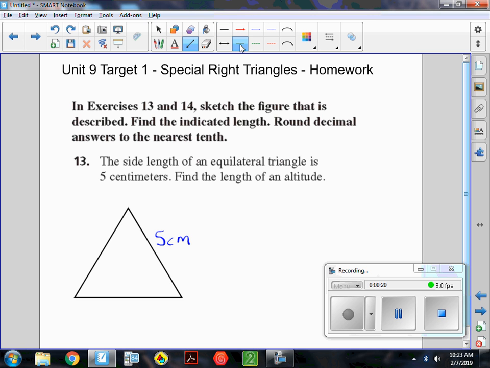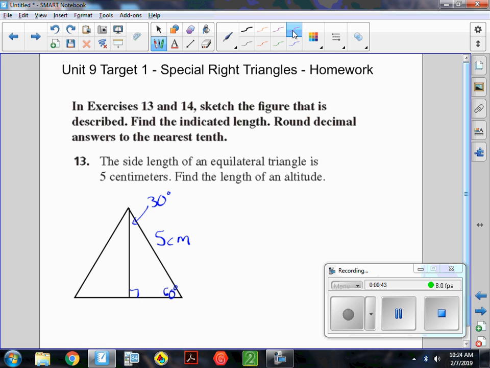So an altitude is going to draw from the vertex and be perpendicular to the opposite side. When I draw an equilateral triangle and I draw an altitude, that splits my triangle in half. So I have a 30, 60, 90 triangle. I ask for the length of the altitude.